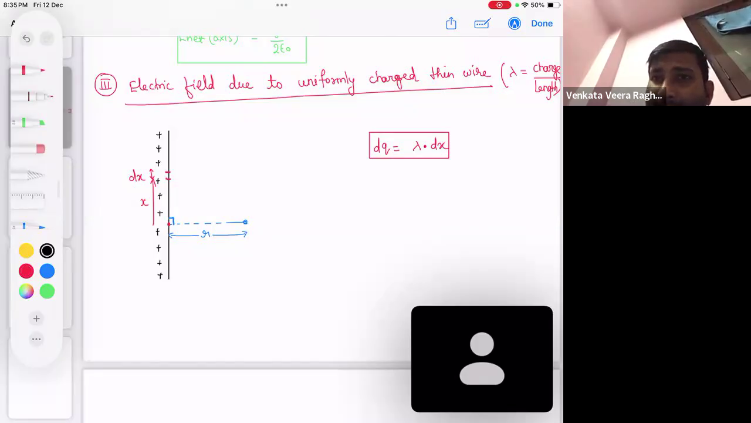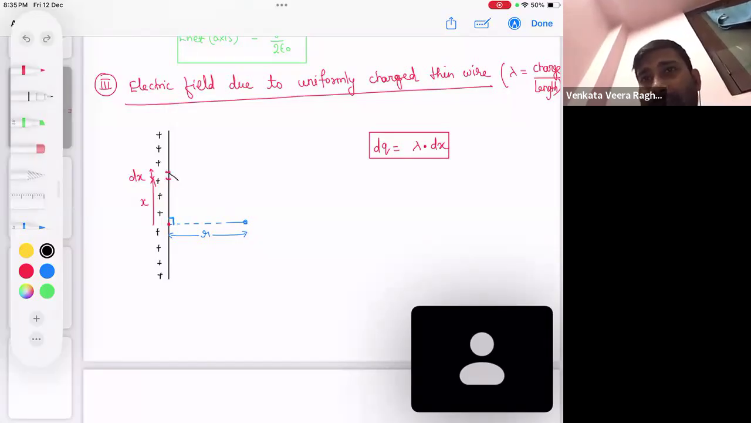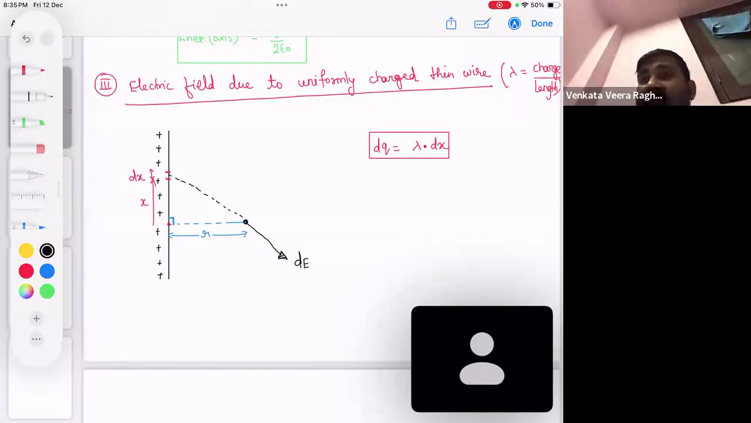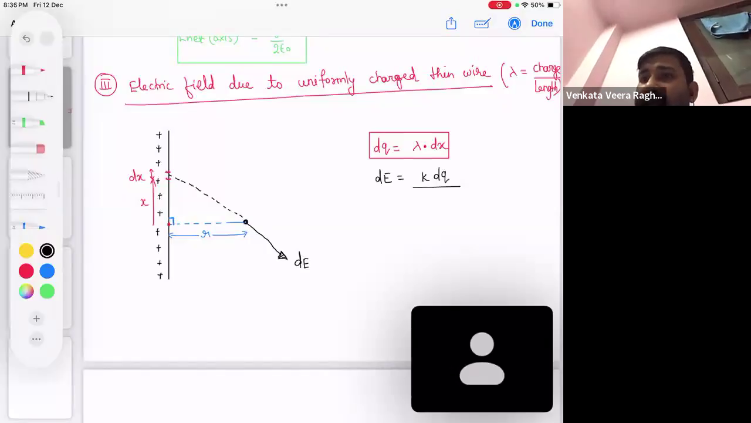Now, next step will be what? Calculating the field due to this small element at this point. So what kind of field will come? It's a positive charge, na? The field will be coming away. How much is that field? Let's call it dE, because it is due to the small element. So what is the value of dE? Can we write dE is going to be k dq by distance of that point to the element charge.